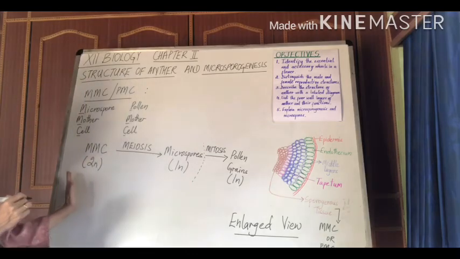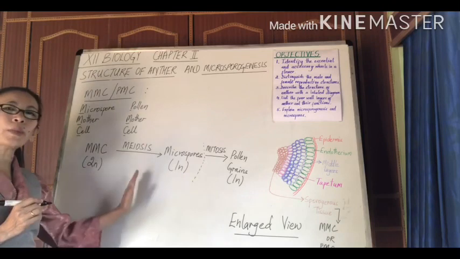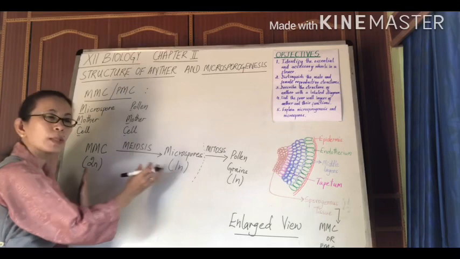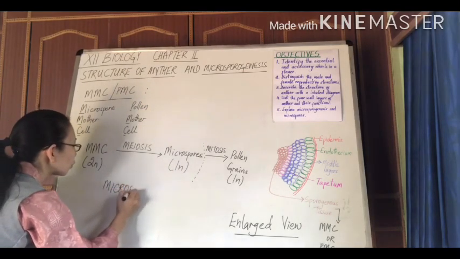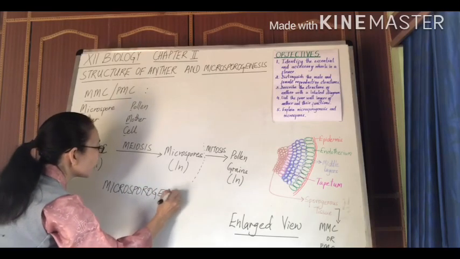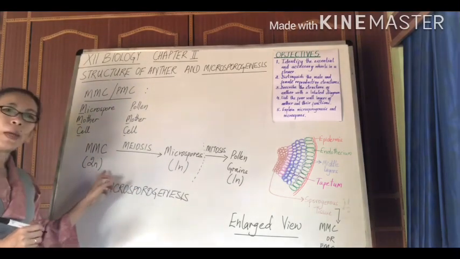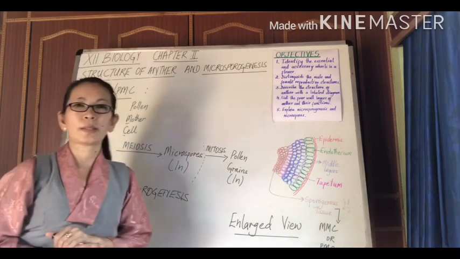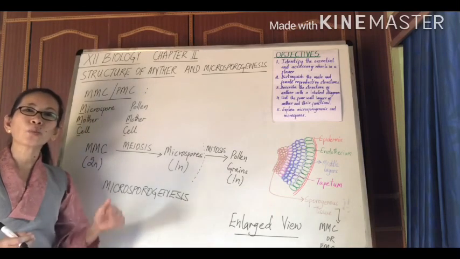So the formation of haploid microspores from MMC, from the microspore mother cell through meiosis, this entire process is called Microsporogenesis. So we have the generation of haploid microspores from MMC, or the microspore mother cells, through meiosis, and this process is referred to as microsporogenesis.